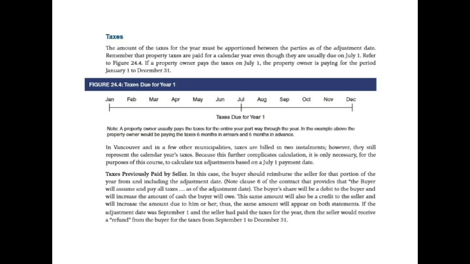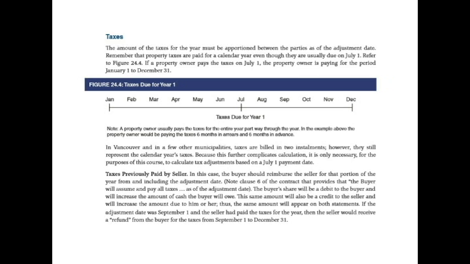In Vancouver and in a few other municipalities, taxes are billed in 2 installments. However, they still represent the calendar year's taxes. Because this further complicates calculation, it's only necessary for the purposes of this course to calculate tax adjustments based on a July 1st payment date.